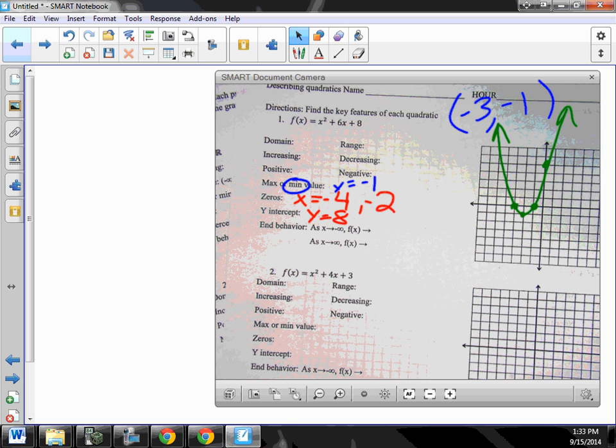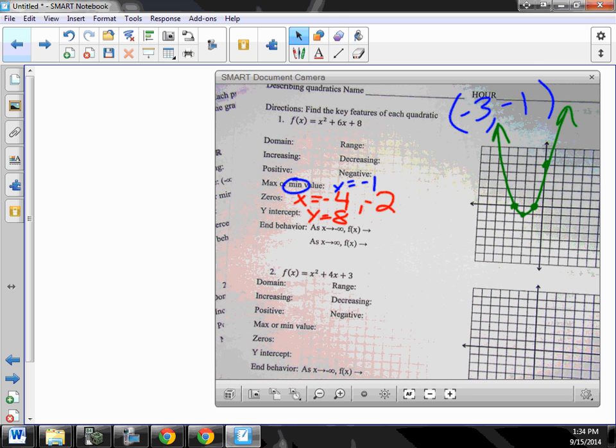Okay, so now we need to do domain, range, increasing, decreasing, positive, and negative. All 6 of these are intervals, and 5 of the 6 deal with x values, and 1 of them deals with y values. Which one deals with y values? Right, the range. So when you're looking to fill these out, don't look at the y values, look at the x values, except for range.